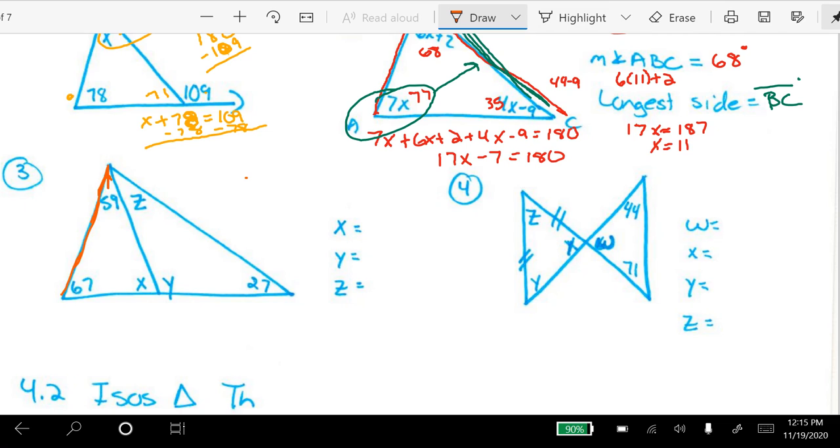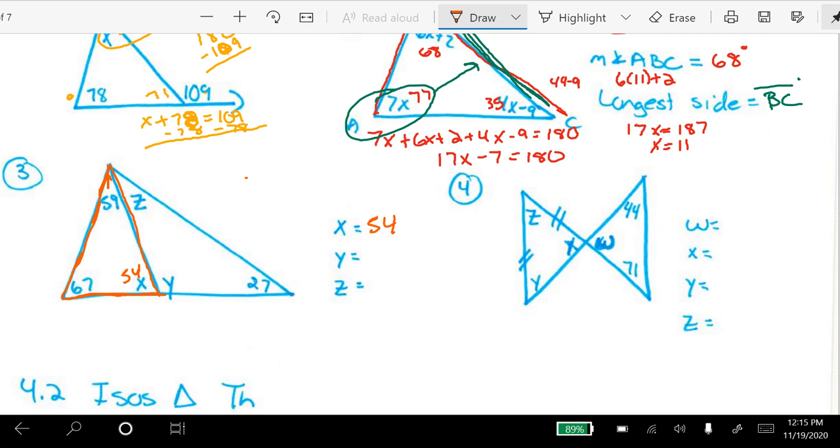All right. So this is my triangle that I'm going to look at first. For this triangle, these three angles have to add up to 180. So I'm going to do 180, subtract the 67, subtract the 59, and I end up with 54 for x.